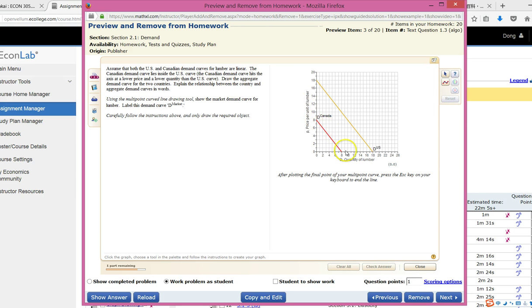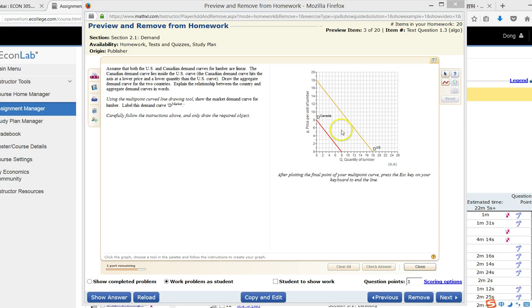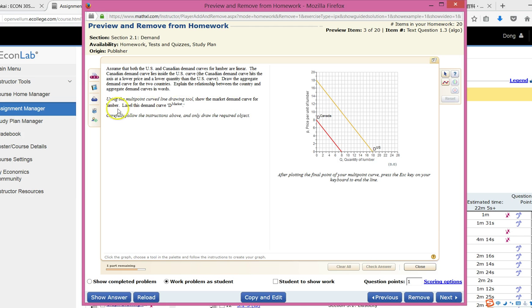So this is the Canadian demand curve, and the yellow line here is the US demand curve. As mentioned in the setup, the Canadian demand curve lies inside the US demand curve. Draw the aggregate demand curve for the two countries. Explain the relationship between the country and aggregate demand curves in words. Using the multi-point curved line drawing tool, show the market demand curve for lumber. Label this demand curve D market.